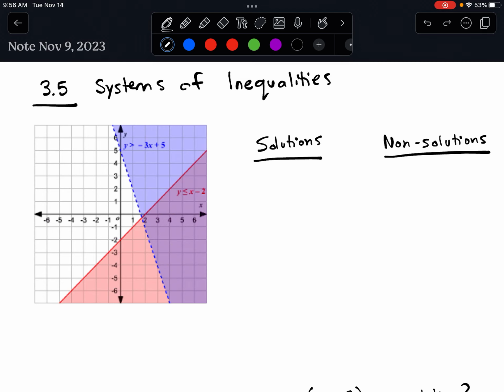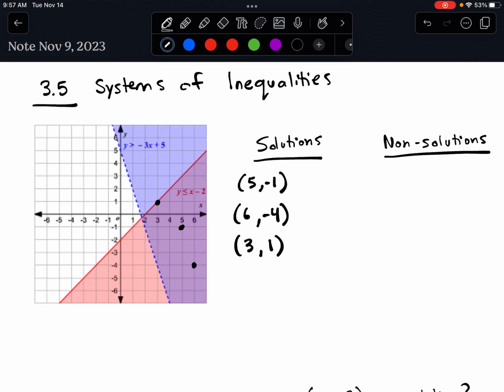So I could pick a point over here, for example, 5 comma negative 1 would be a solution. I could pick a point down here, like 6 comma negative 4. That would be a solution. I could pick a point on this red line. Notice how it's on the red solid line. So this point would be 3 comma 1. That would also be a solution because it applies to both the red and the blue inequalities.